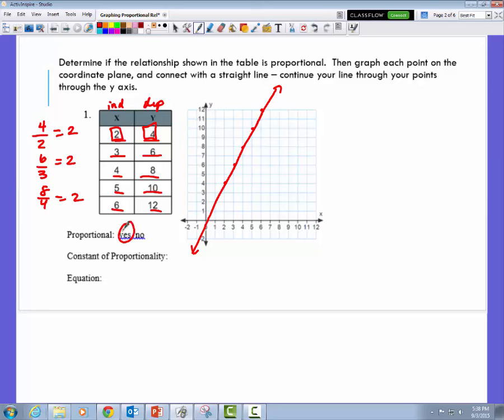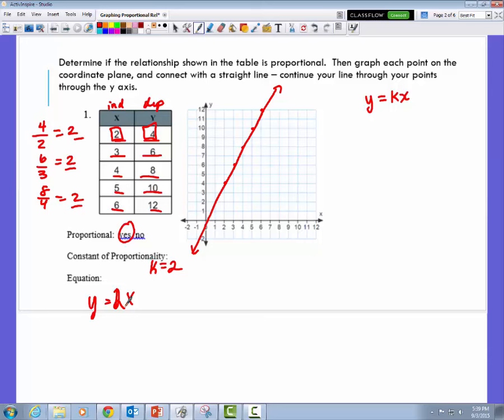My constant of proportionality, after I've checked and checked, I'm going to have to say my constant of proportionality is 2. So I'm going to say k equals 2. And so finally, we know the direct variation or the proportional relationship is y equals kx. I figured out that it is a constant change of 2, and so my equation shall be y equals 2x.